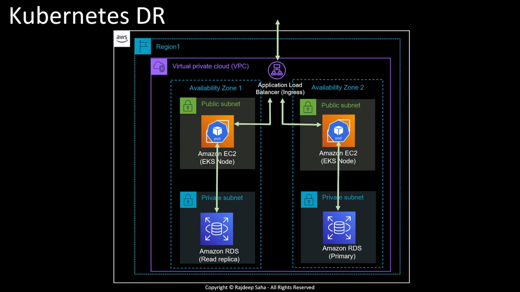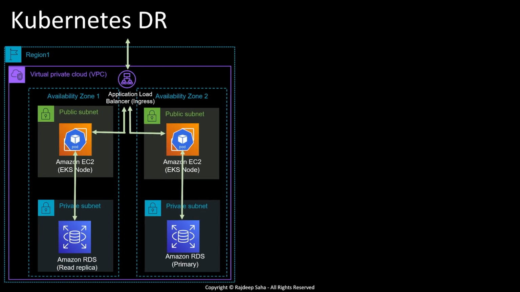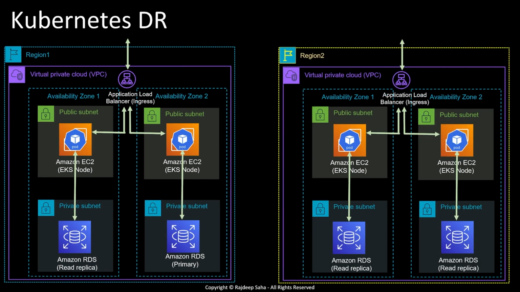Okay, so this architecture is in one region, right? And even though it's highly available, if the whole region goes down, then your application goes down, which you do not want. In most cases, for critical applications, customers want the application in another region. So how do you do that? You do that by replicating the same architecture in another region, region 2. Now you have two application load balancers, one for each region. So you need some intelligence to route traffic to the region which is up, right? So how do you do that?